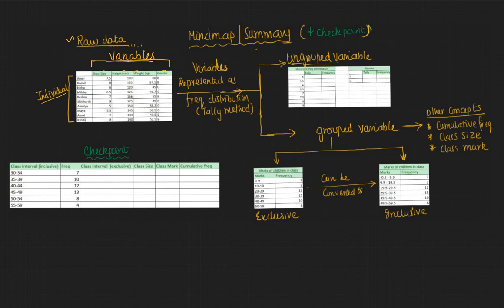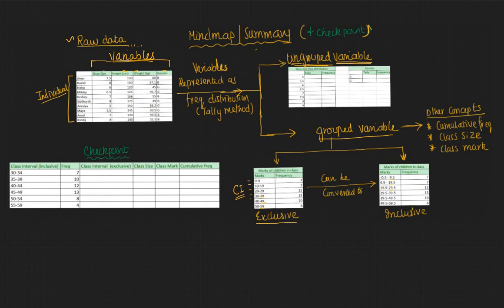There are two kinds of frequency distribution. One is the ungrouped variable. We don't group the variables, and we just try to find the frequency using the tally method. And then you have the grouped variable, in which you group the variables into certain ranges, and these ranges are called class intervals. There are two types. One is the exclusive, wherein you exclude the upper limit, so all these upper limits are excluded. And then you have the inclusive, where all the upper limits are included.